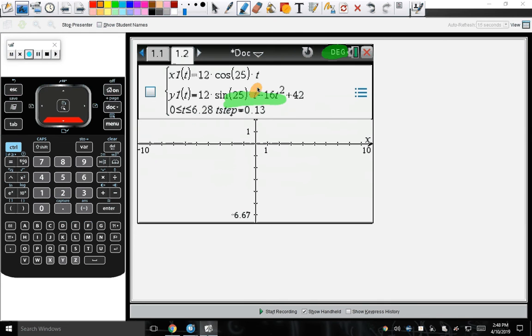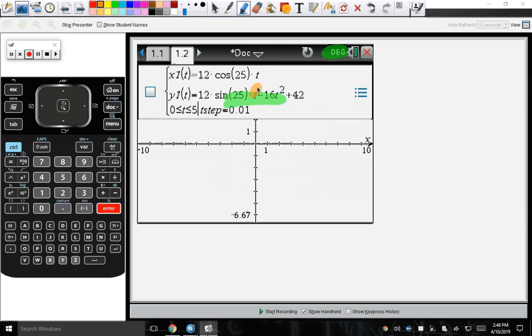What t-step did it tell you to use on your homework? Did it tell you anything? Yes. On this specific problem? It didn't. So what's our default that we talked about last class? 0.01. Alright, so we're going to go 0.01. And then, how long do you think this water balloon will be in the air? 5 seconds is a good amount.